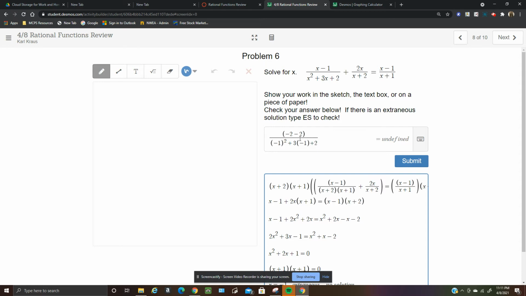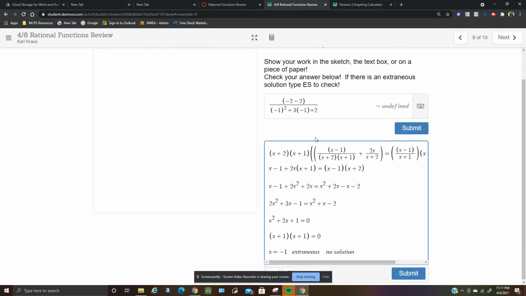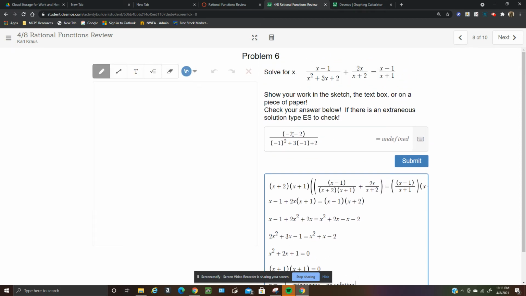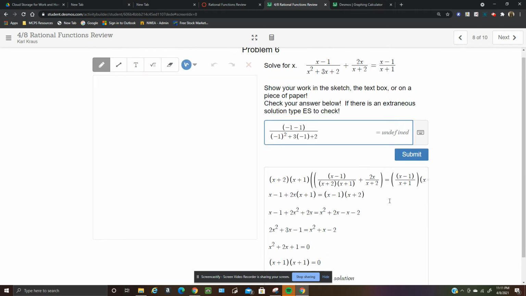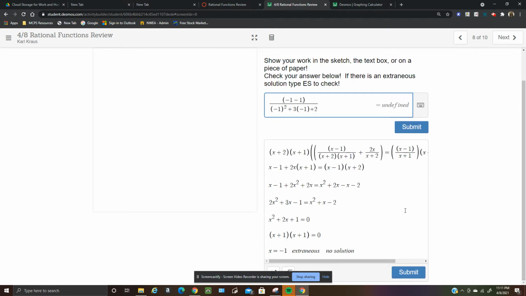So I just started with this. This should be a negative 1 here, actually. Negative 1 minus 1, I should say. But this is where you're checking anyway. You're checking at the denominators to see if you got any zeros. So I don't have to go any further there because I can't divide by 0. So negative 1 is an extraneous solution. So you could write no solution for that one.